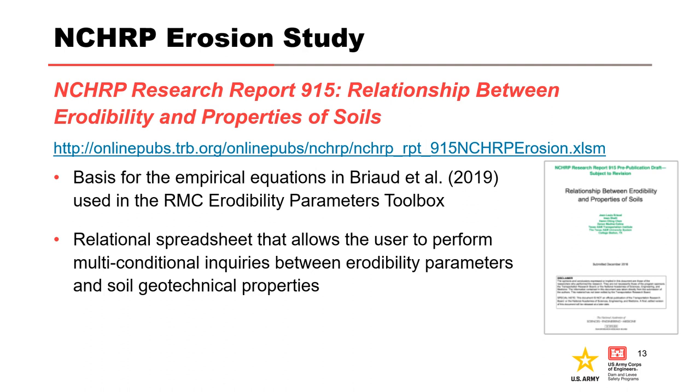The most comprehensive data set of soil erodibility available is from the National Cooperative Highway Research Program Erosion Study, which consisted of nearly 1,000 erosion tests. Around 750 erosion tests were collected from the literature review, as well as by contacting researchers and organizations working on erosion around the world. Empirical equations for erodibility were developed based on this data. However, only about 100 of the tests were done on engineered fills.